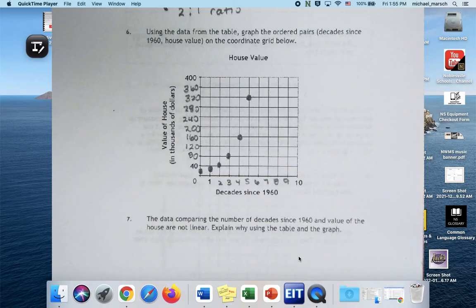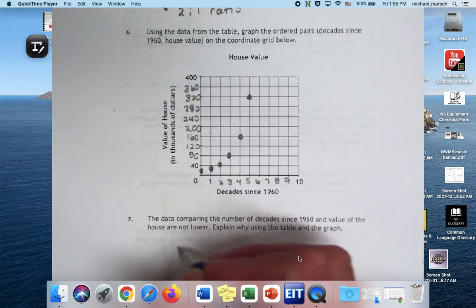It's not a straight line. It's not a straight line, but what if we're looking at the table? How would we know it's nonlinear? What do you need to have in order for information to be considered, excuse me, to be linear? You can write it in slope-intercept form, which means it has a, how do we find the slope? It's a constant rate of change, right?